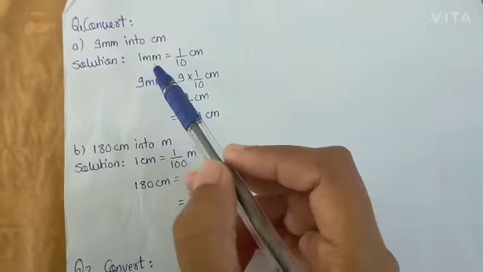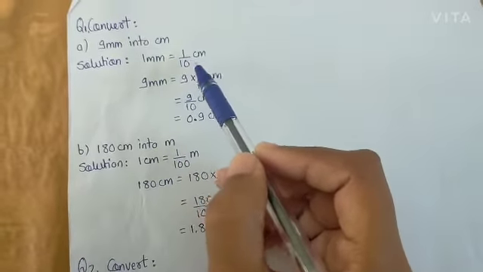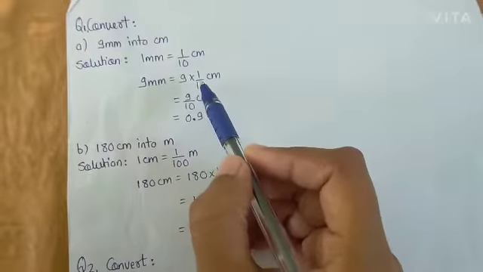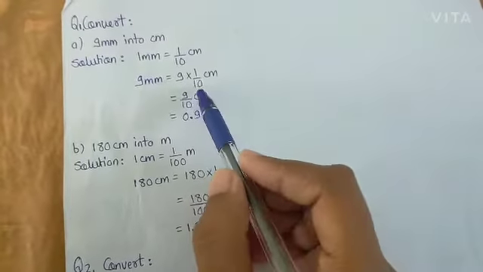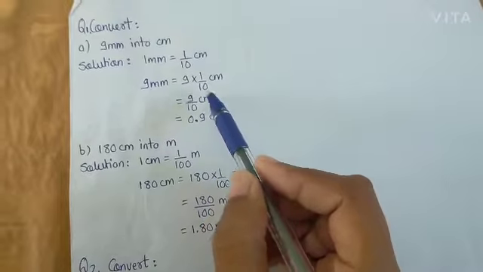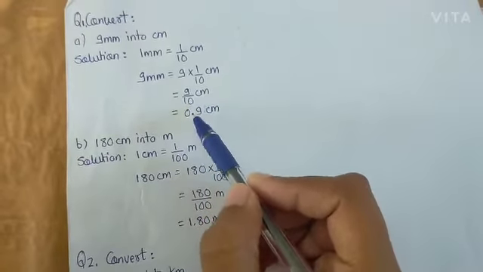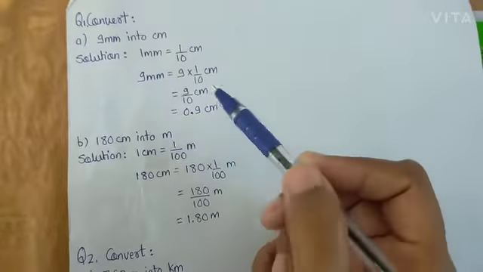Now let us solve some questions. 1 millimeter is equal to 1 upon 10 centimeter. So 9 millimeter will be equal to 9 into 1 upon 10 centimeter. So we can write this as 9 upon 10 centimeter. 9 upon 10 equals 0.9 centimeter. So our answer is 0.9 centimeter.